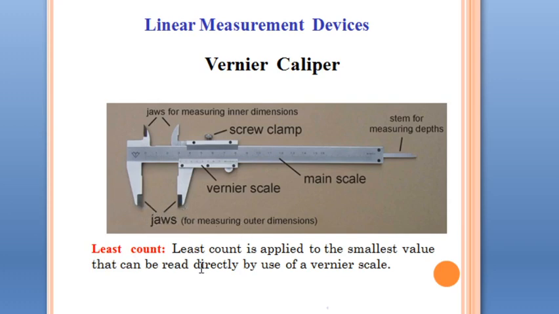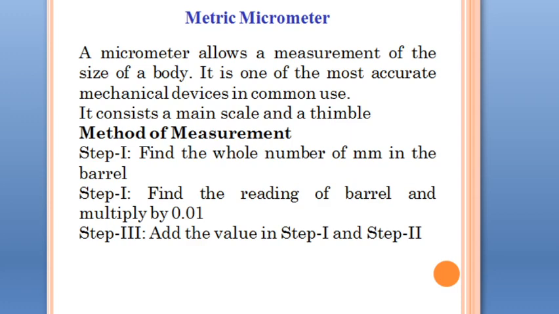What is least count? It is applied to the smallest value that can be read directly by use of the vernier scale. It is the least value measured by the instrument. So the next linear instrument is the micrometer. It allows a measurement of the size of a body. It is one of the most accurate mechanical devices in common use. It consists of a main scale and a thimble.